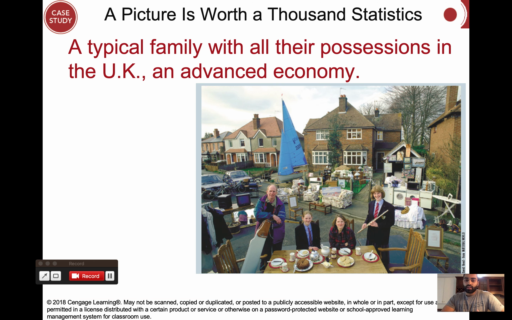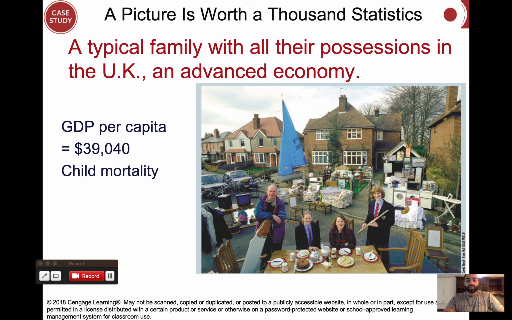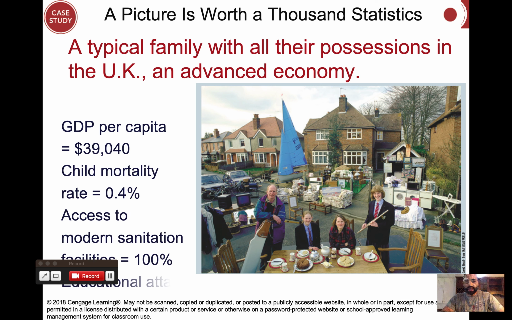First, we're going to look at an advanced economy. When you think of first world countries, that's what you associate with it. Here we have a typical family and all their possessions in the UK. The GDP per capita at this point in time, I believe this is 2014, is $39,000. GDP per capita is GDP per person.